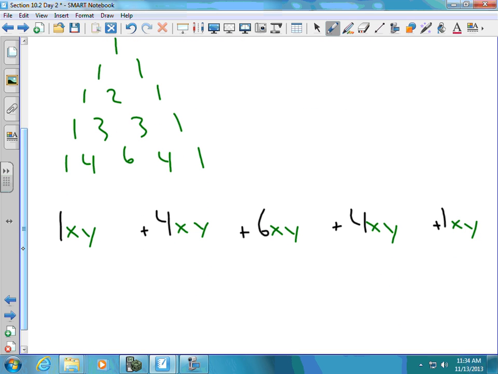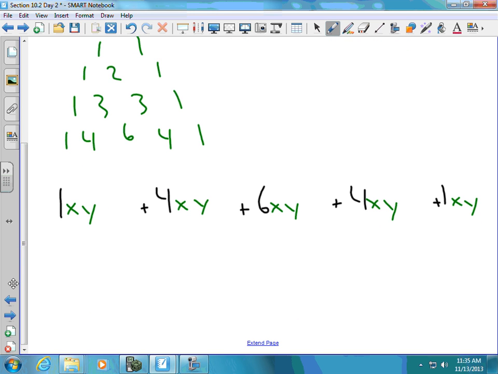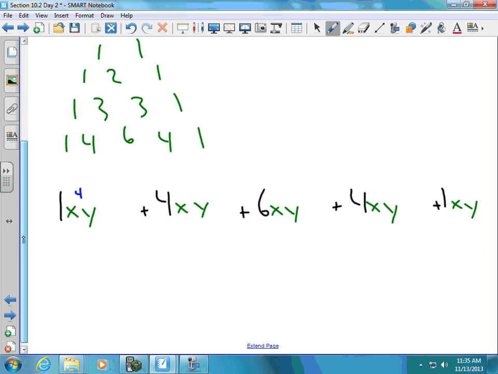Here's how it works. The first term, from left to right, so in this case x, is going to start out with whatever the degree of the polynomial is. In this case it's 4, because we're raising it to the 4th power. So whatever row of Pascal's triangle we're in, whatever the degree is, it starts with 4. The other term starts at 0.